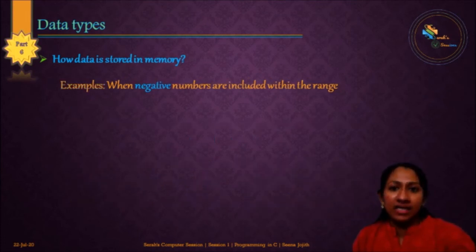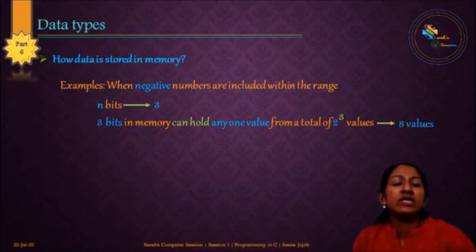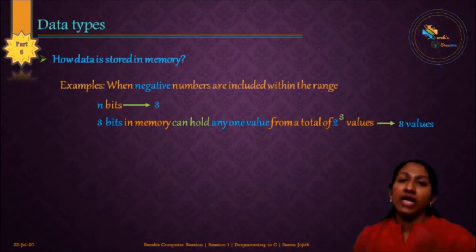Let's look at another example where the value of n is 3. 3 bits in memory can hold any one value from a total of 2 raised to 3 values. So what is 2 raised to 3? It's 8, right? So let's draw the number line. Here we are considering negative numbers also. So 8, when you equally divide 8 into half, you'll get 4 and 4.